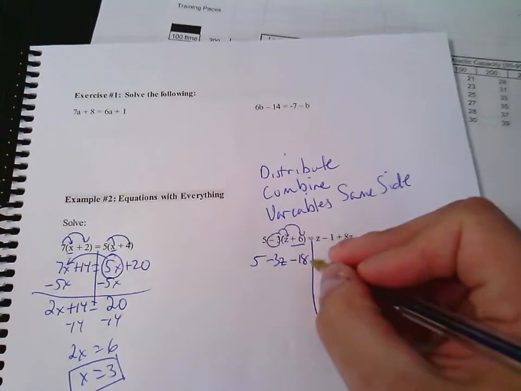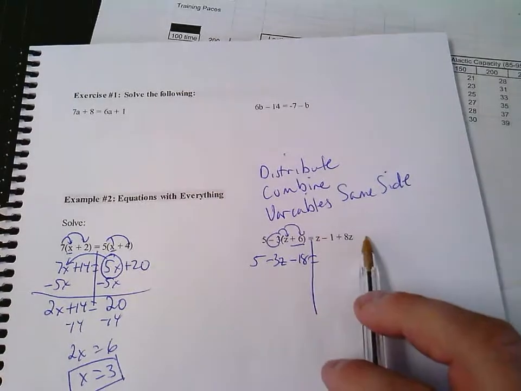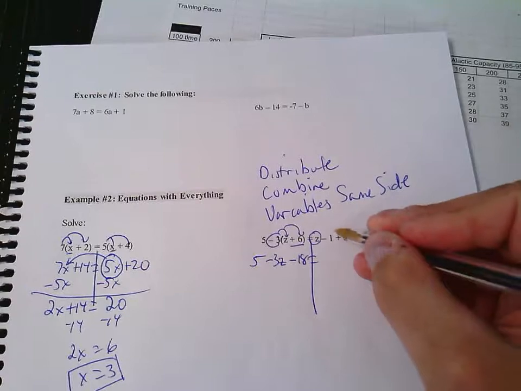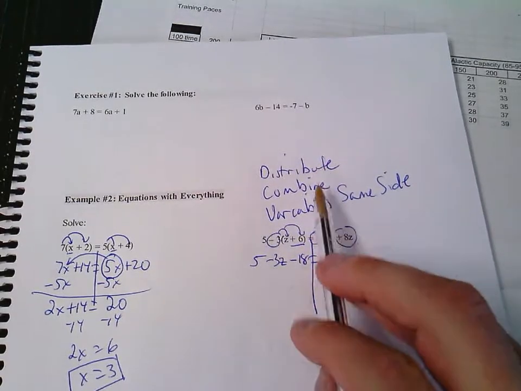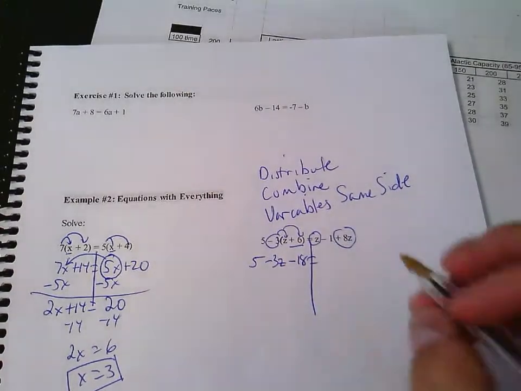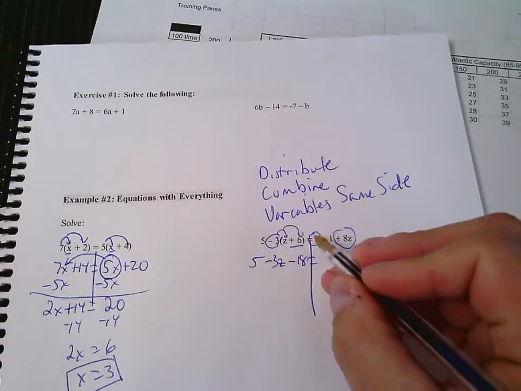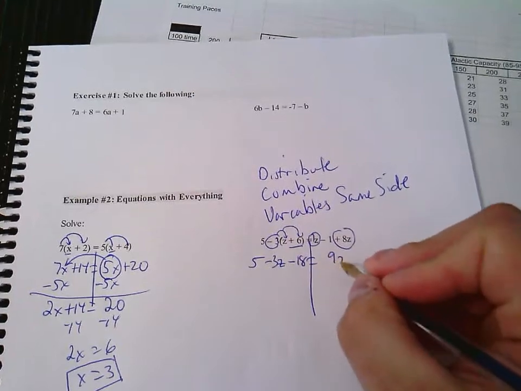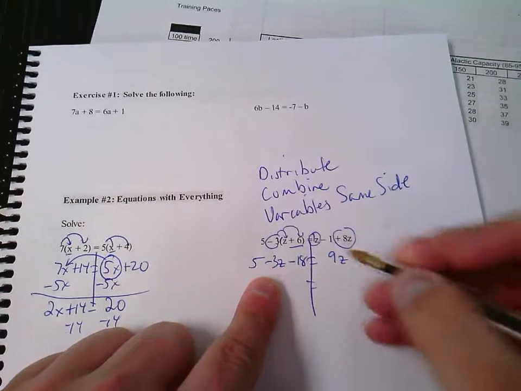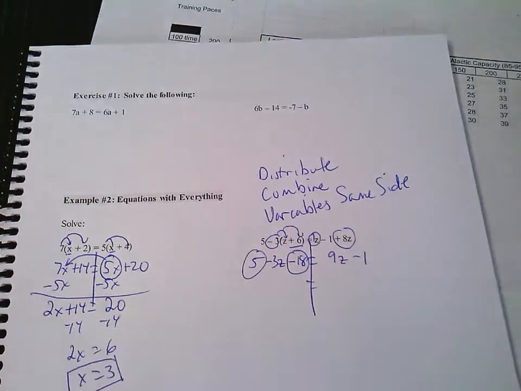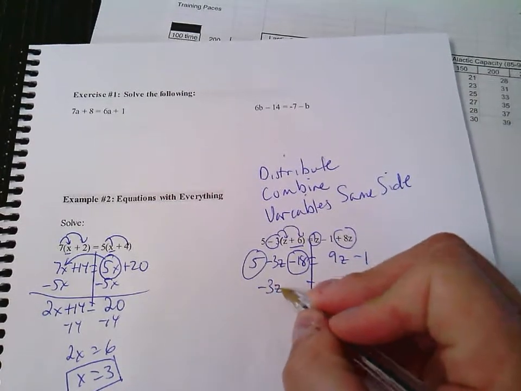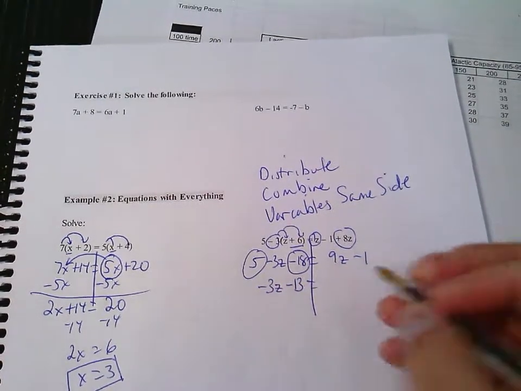Okay. On the right side, there's no distributing to do, but what I can do is I can combine on the right side. So we have to look at distributing and combining on each side of the equation first. So we look at the left side, we look at the right side. Simplify. Okay, on the right side, I can put 1z together with an 8z. That's 9z minus 1. All right. Now on the left, I still have a little bit of work I can do. I can put the 5 together with a -18. So 5 minus 18. So I still have the -3z. And this is -13, 9z minus 1.